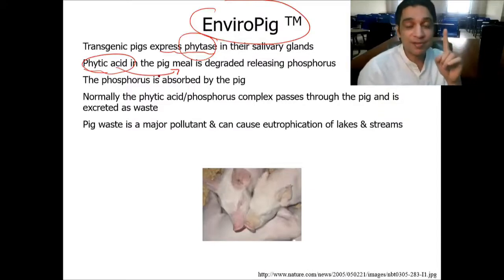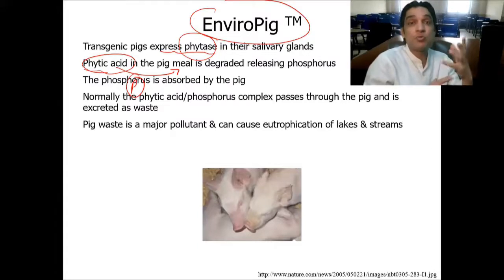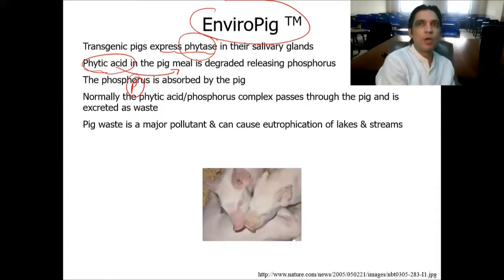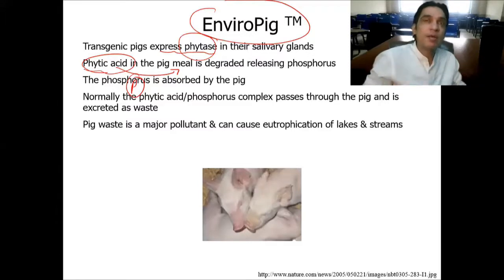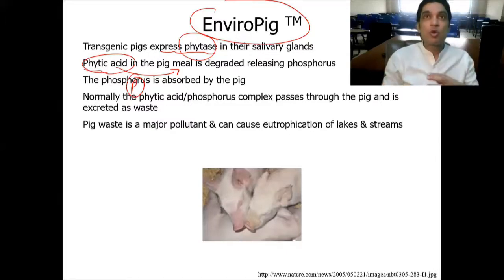Pigs are not producing phytic acid naturally. The food they are eating contains phytic acid, which is degraded and produces phosphorus, which is absorbed by the pig and then released along with the undigested food. So the pig waste contains lots of phosphorus. If someone is farming a large number of pigs in a certain area, that means the pig waste will add lots of phosphorus in that land.